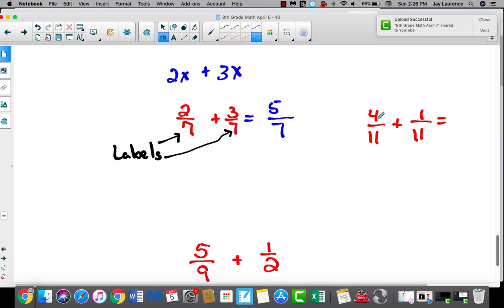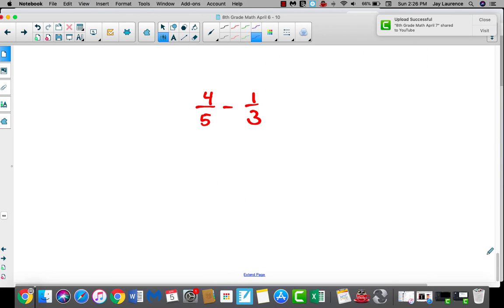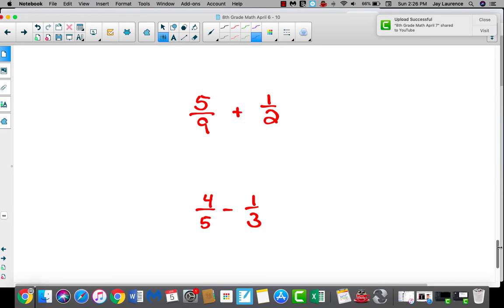Okay. Similarly, here I have 4 elevenths plus one more 11th. I must have 5 elevenths. Now, when you get to a problem like these two, you're thinking, oh, I can't do them. Well, you're partially right.